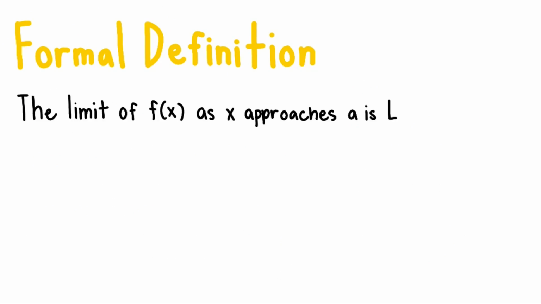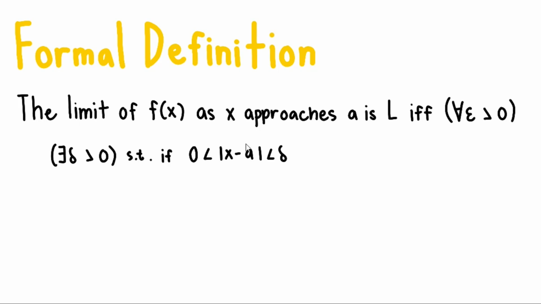So the limit of f of x as x approaches a is L. So notation, we know that this one is the same as this out here is L, if and only if, so this acronym out here refers to if and only if, for all epsilon greater than 0, there exists delta greater than 0, such that if x minus a is between 0 and delta, then f of x minus L is less than epsilon.